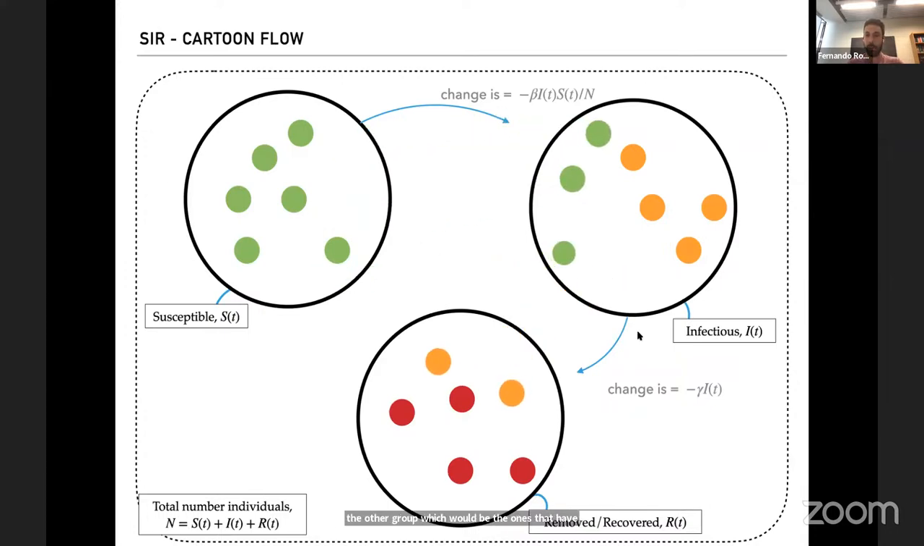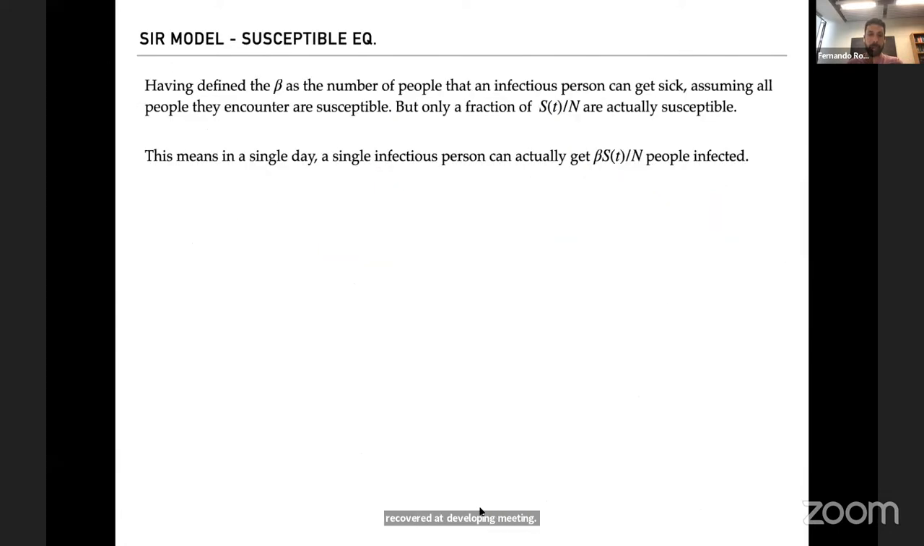Yeah, so that's how the evolution will go. Okay, so let's write down the equations of this model. If beta is the number of people that an infectious person can get sick, assuming that everyone they actually encounter is susceptible. However, not everyone is susceptible.